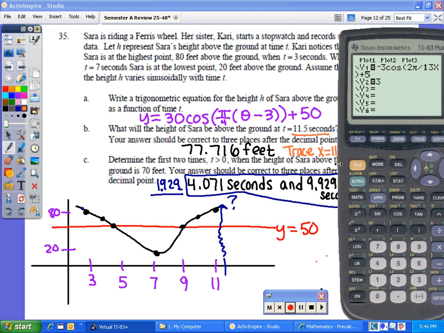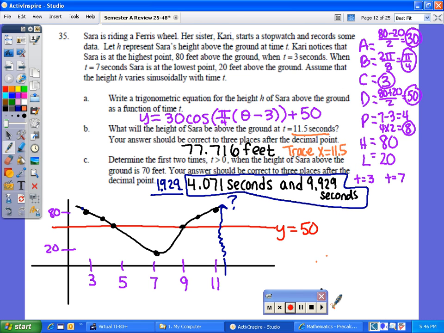Now if you're going to do, they said the first 2 times that you hit 70 feet, make sure that you put 70 here for Y2, and then you'll press second trace number 5, which I will illustrate for you in a different example. But these are the 2 answers.